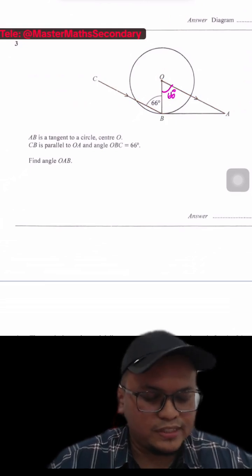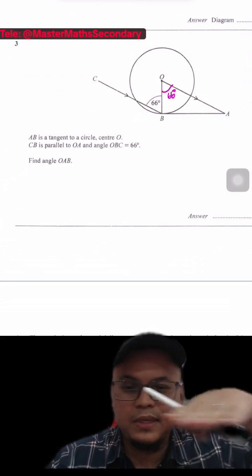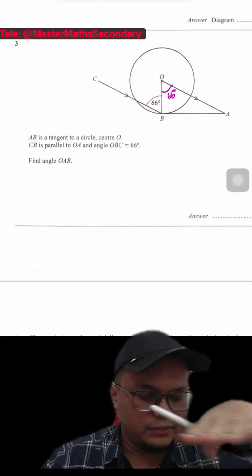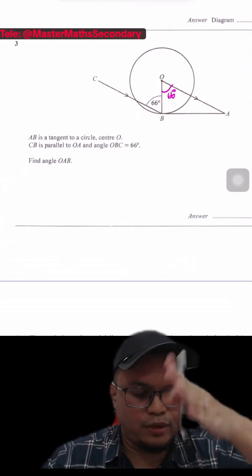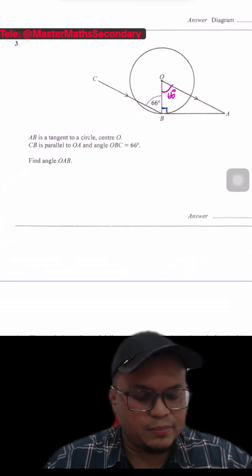Once you've established that it is 66, then given the fact that AB is your tangent and OB is your radius, we know that tangent and radius must be perpendicular.